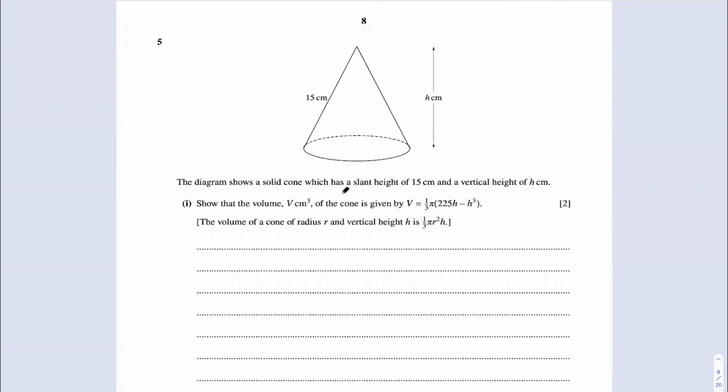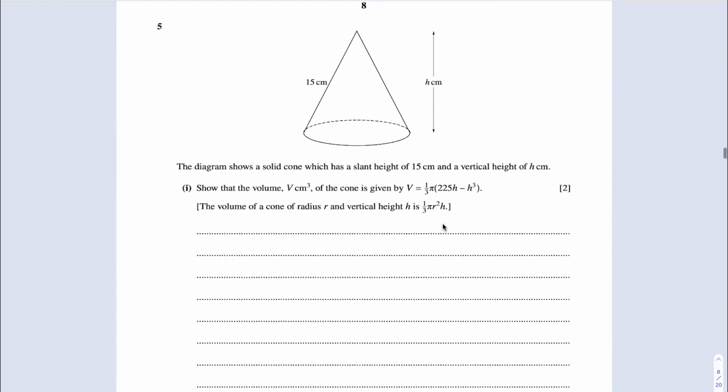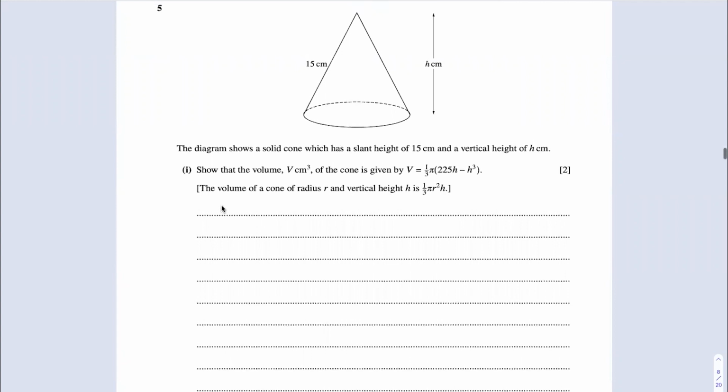Question 5: we have a solid cone with a slant height of 15 and a vertical height of h. We have to show that the volume of the cone is given by 1/3 π(225h − h³). So we know that the volume of a cone is given by 1/3 π r² h. Now, the given expression does not contain r, so we have to find r in terms of h.